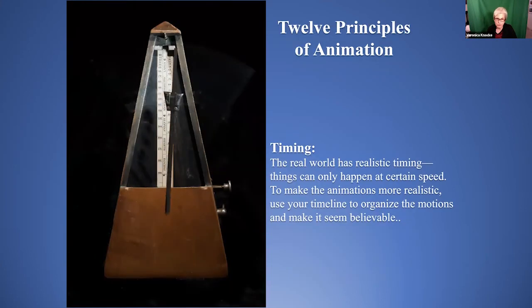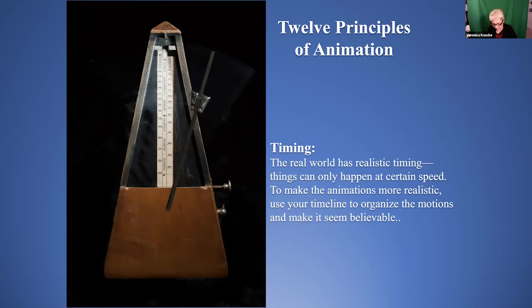Timing. The real world has realistic timing. Things can only happen at a certain speed. To make the animations more realistic, use your timeline to organize the motions and make it seem believable. So if something's happening too quickly or too slowly, it won't feel right. And this is, as I said, one thing that's very true.